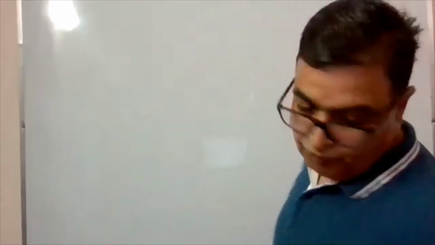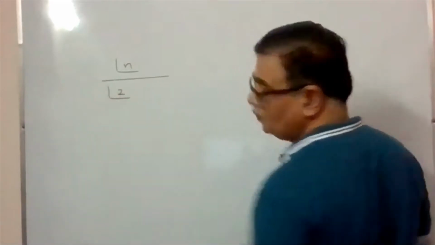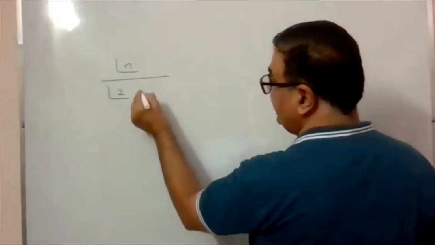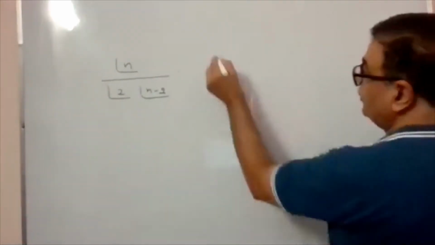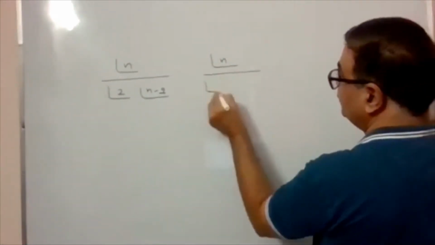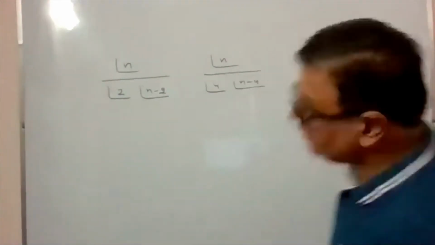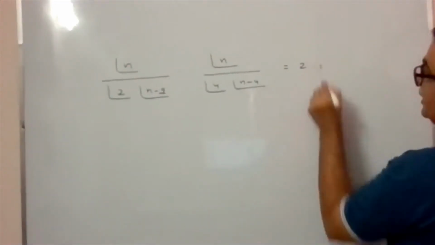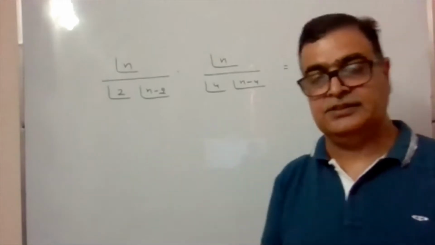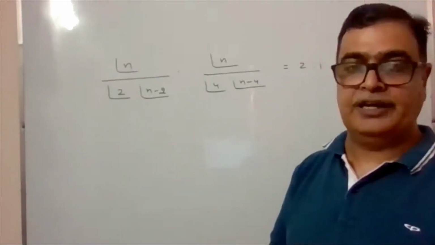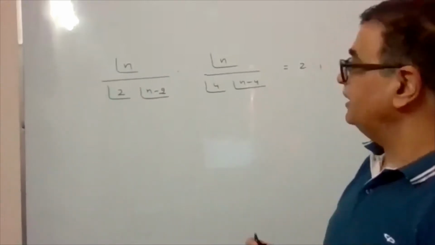If n factorial by factorial 2 into factorial n minus 2, ratio, n factorial by factorial 4 into factorial n minus 4, is coming equal to 2:1. My question is, what is n in this case? What is n? We should find out this. Find out what is n if this condition holds.